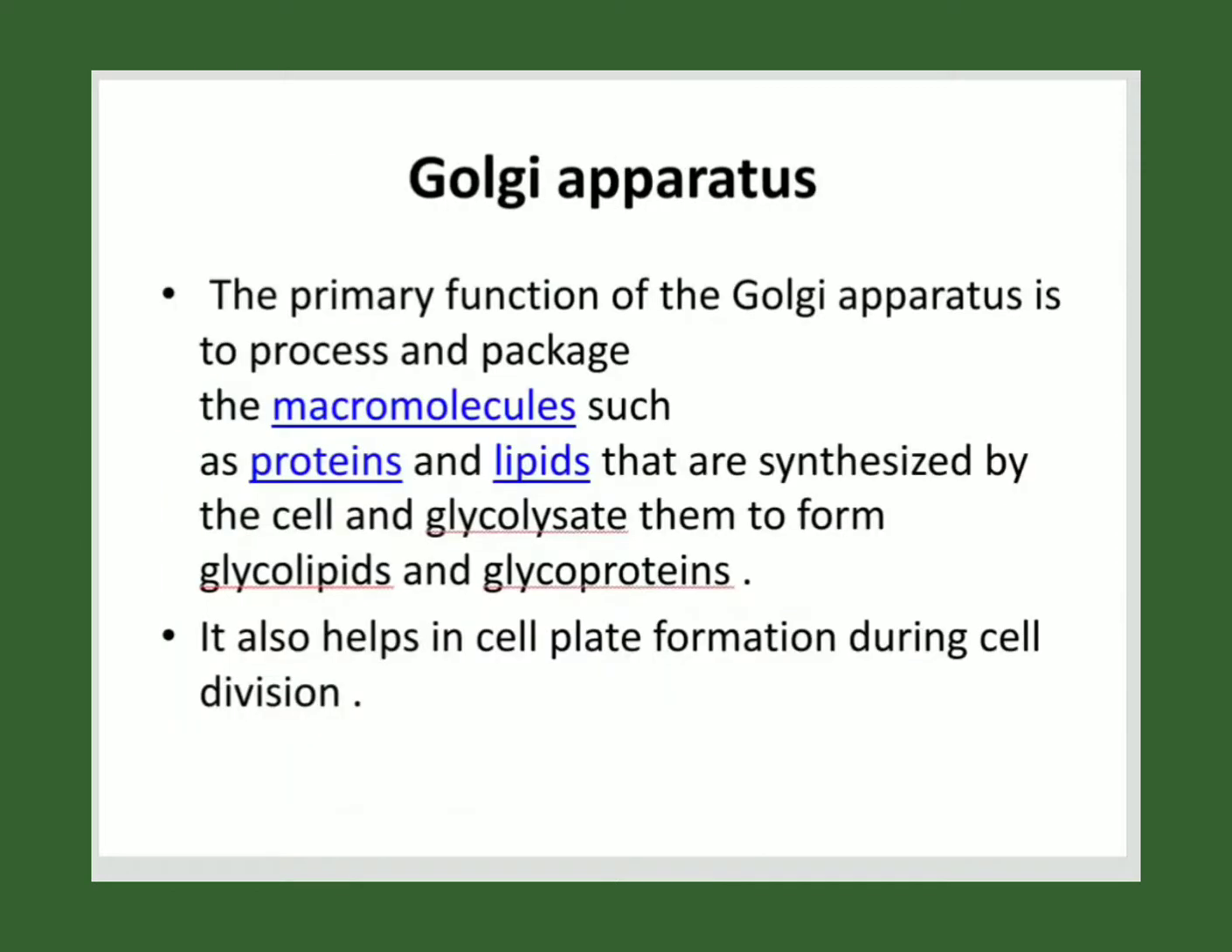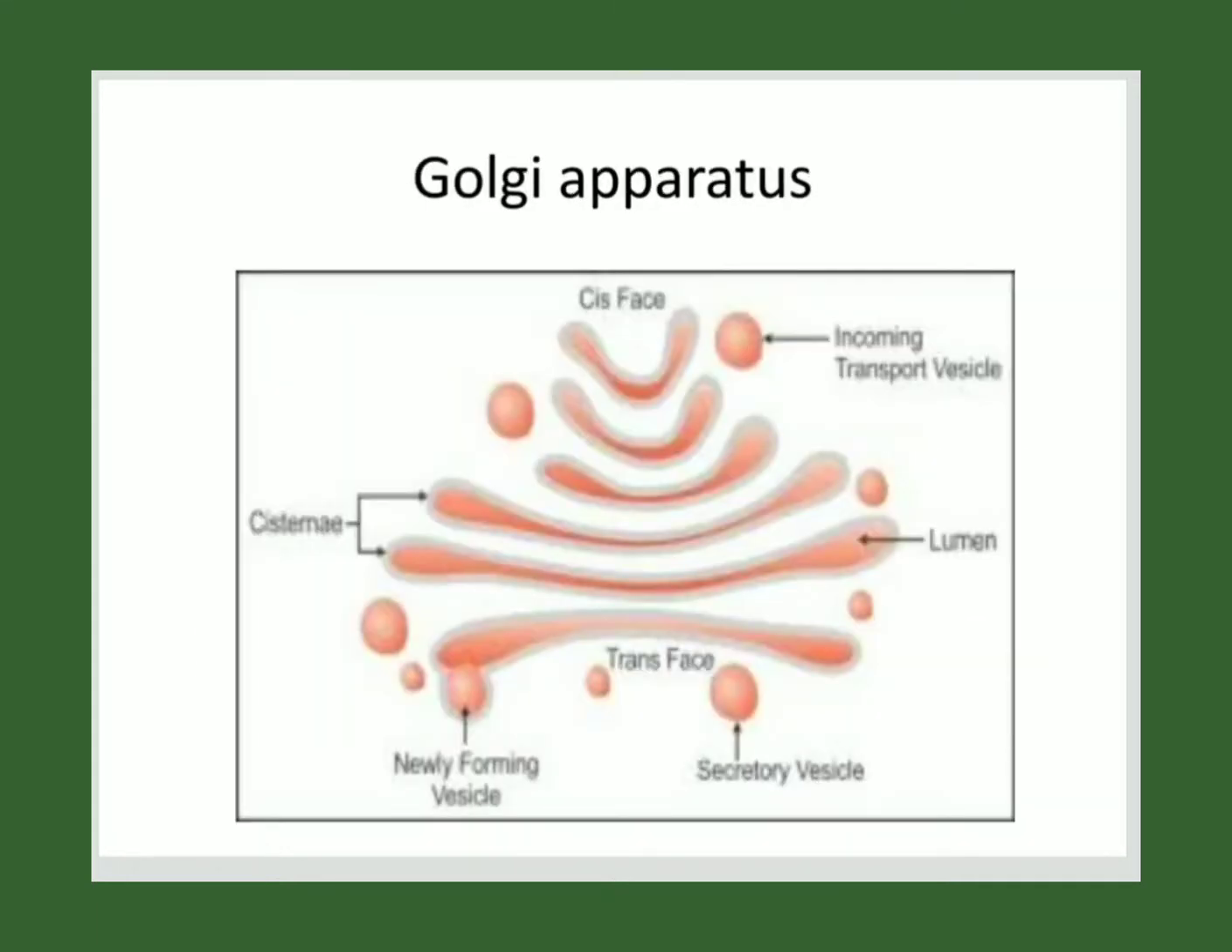So that is the endoplasmic reticulum. Next, Golgi apparatus. The primary function of the Golgi apparatus is to process and package the macromolecules such as proteins and lipids that are synthesized by the cell, and glycosylate them, that is, making the glycolipids and glycoproteins. It also helps in cell plate formation during cell division. These are sac-like structures, which also help in transportation.